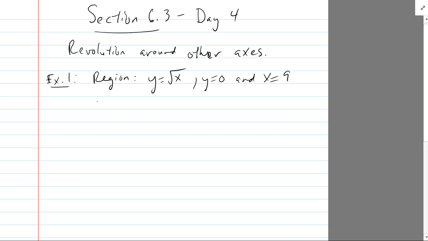But guess what you're going to revolve around? You're going to find that region and you're going to revolve it around x equal to 9 to find the volume.